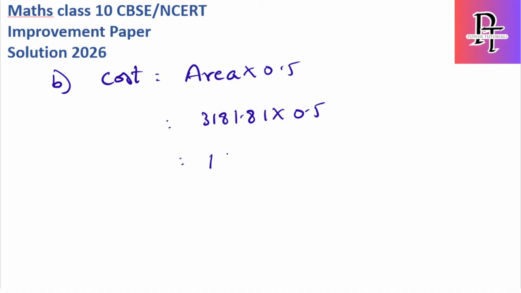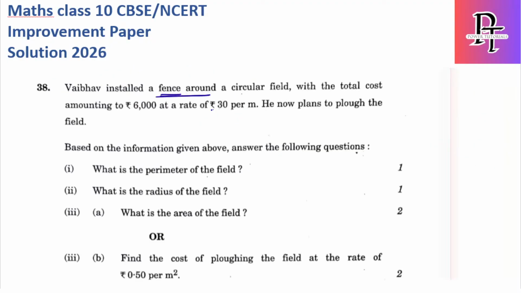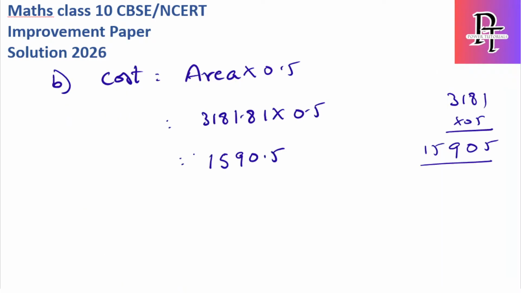Okay, let me do it properly. 3181 into 0.5. 5 1s are 5, 5 8s are 40, 5 1s are 5, 5 3s are 15. We'll get 1590.5 will be the value, and this is in rupees. Is the currency mentioned anywhere? Yeah, it is there clearly, rupees per meter. So it is rupees 1590.5.